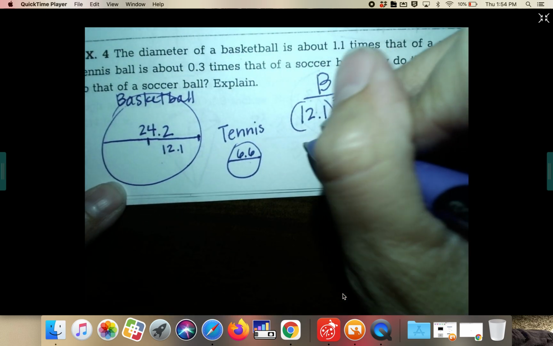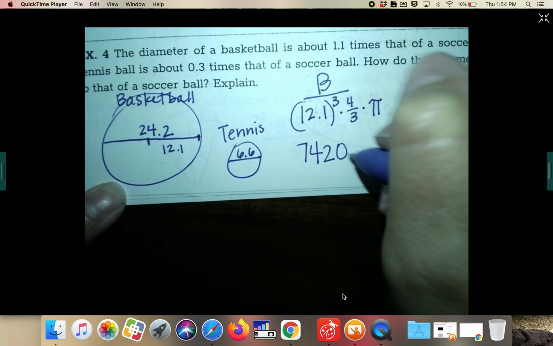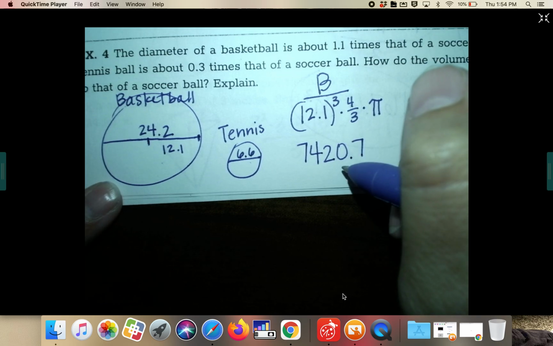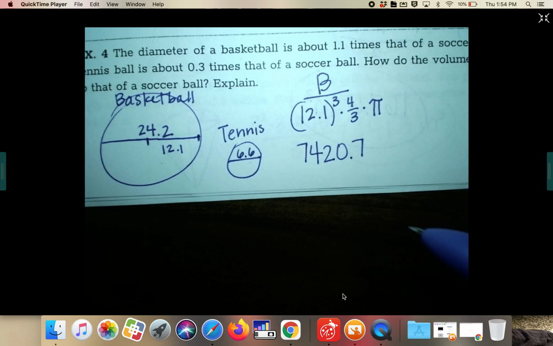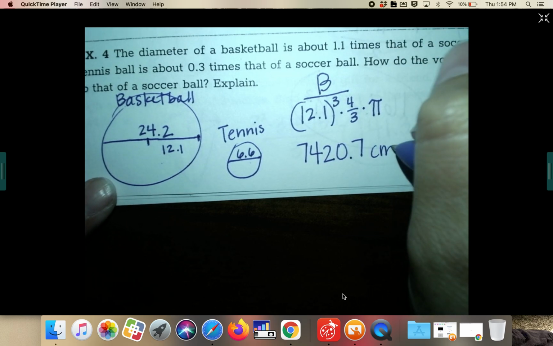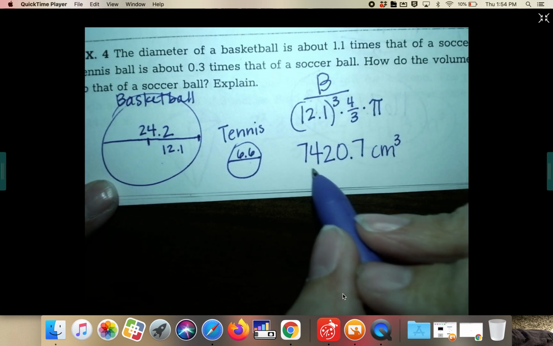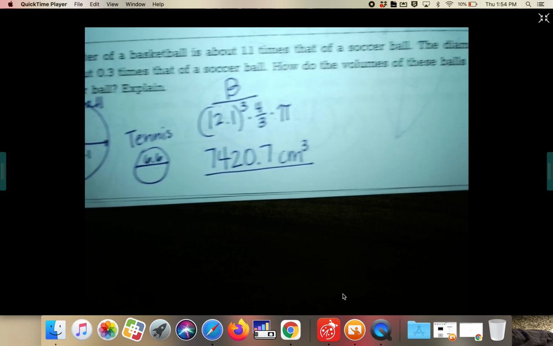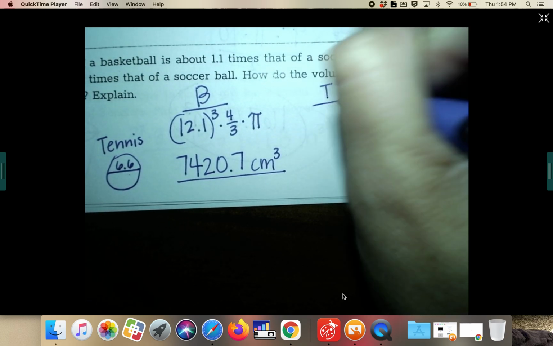7,420.7. This is how many, what did they say it is? It must be centimeters because that's what the other one is. That's how many cubic centimeters a basketball is. Okay, now let's come over here and do a tennis ball.